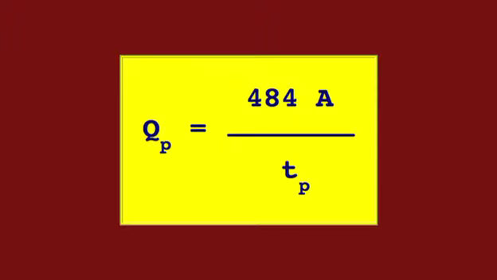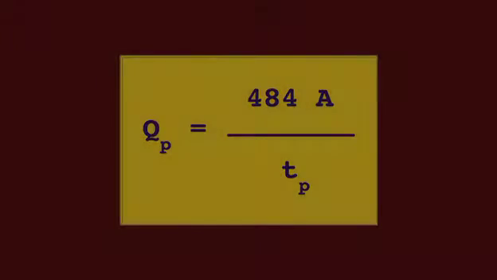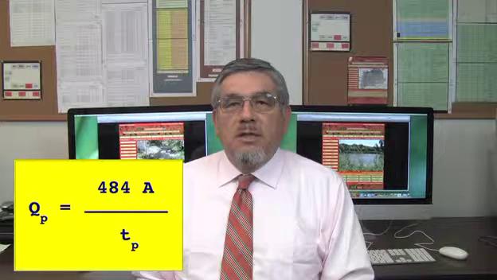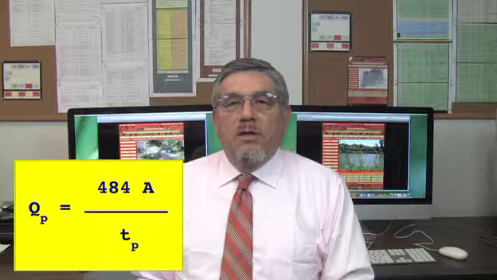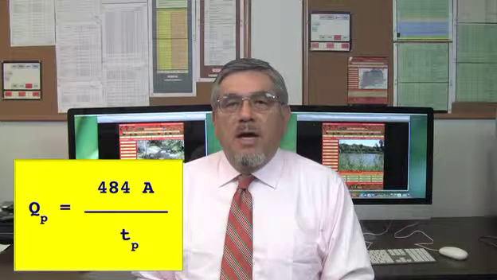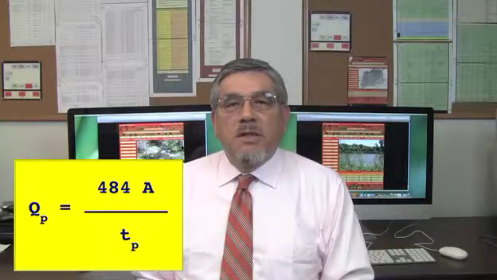hours. In U.S. customary units, the peak flow formula is, in which Q sub P is the unit hydrograph peak flow for 1 inch of effective rainfall in cubic feet per second. A is the catchment area in square miles, and T sub P is the time to peak in hours.